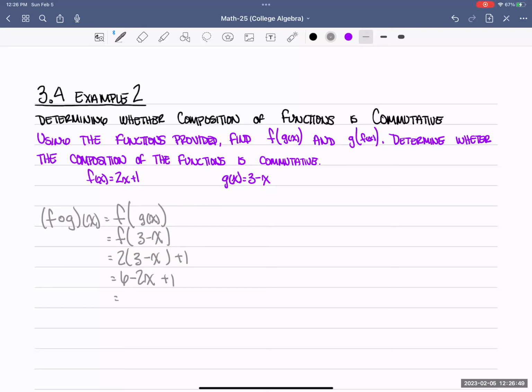From here, let's combine like terms and put it in standard form. So standard form would just be starting with the highest degree of our variable. Here, I only see our variable to the first power, so we have negative 2x. And adding the other two parts, 6 plus 1 gives us 7, plus 7. So here we have f of g of x equal to negative 2x plus 7.